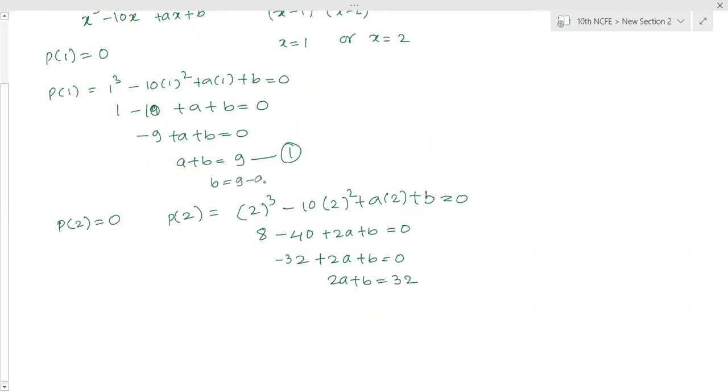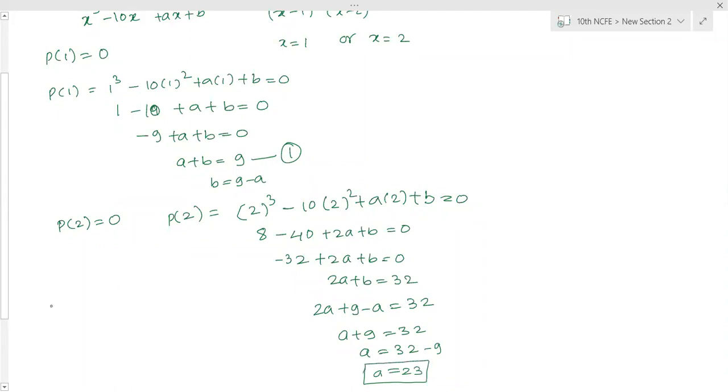b is equal to 9 minus a. And substitute this value of b here. 2a plus 9 minus a is equal to 32. 2a minus a is a, plus 9 is equal to 32. a is equal to 32 minus 9, that is 23. Yeah, I got a is equal to 23.